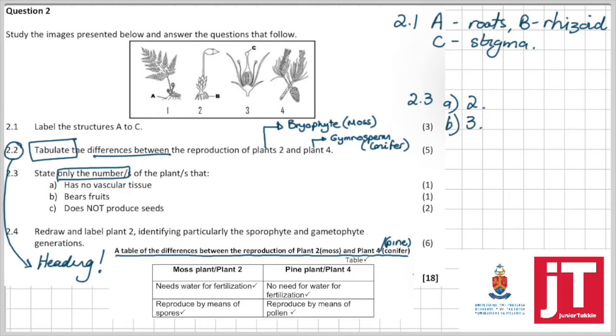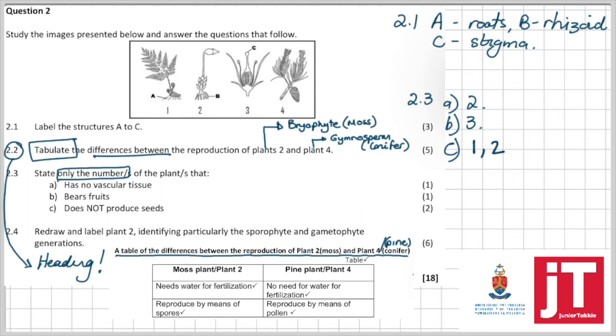And state only the number of the plant or plants that does not produce seeds. Now, let's have a look at the mark allocation here. Because the mark allocation is 2 marks, we know that we're going to have to provide 2 answers. So if we look carefully here, we'll see that there are 2 examples here that do not produce seeds. Oh, that's incorrect. Yeah, my apologies for that, Junior Techies. You'll see I've just quickly corrected myself there. I misread the question. It's not does produce seeds, it does not produce seeds. So the examples we are looking at are plants 1 and 2.